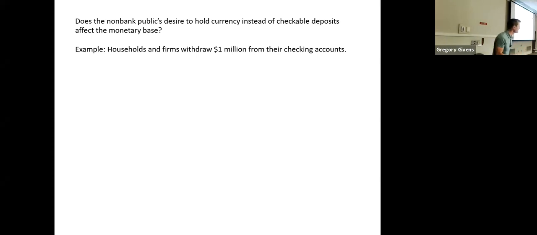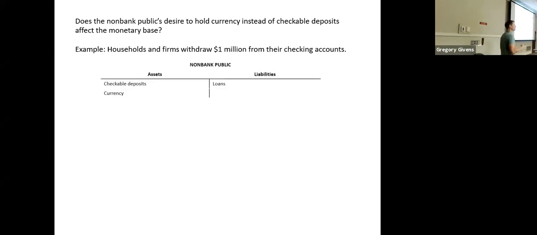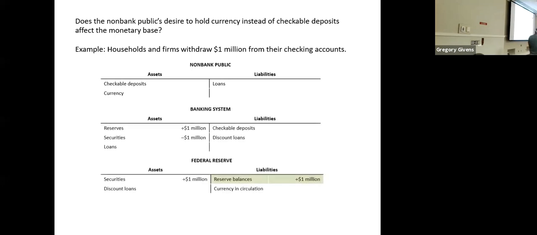Well, let's analyze this carefully using T accounts. But now we want to think about not just the T accounts of the banking system and the Federal Reserve, but also what happens to the balance sheets of the non-bank public. Well, what are the assets of the non-bank public? Our checkable deposits, that's an asset, plus any currency we have. What are our main liabilities? Any loans we've taken out from the banking system.